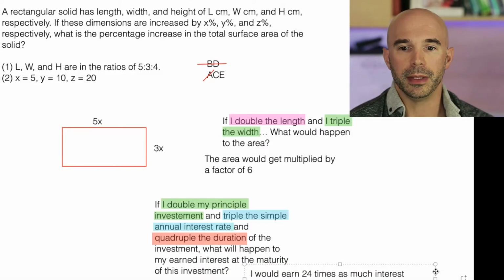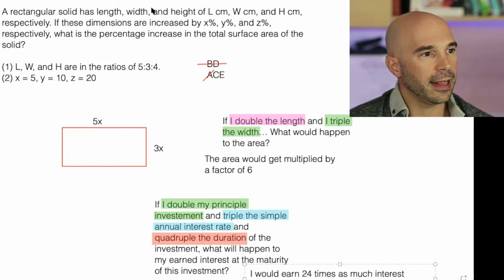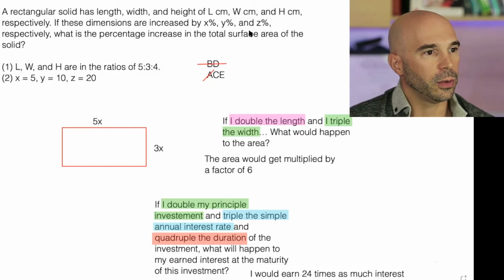If the question asked what's going to be the percent increase of the volume of this rectangular solid, statement 2 is sufficient on its own. The correct answer would be B in that case, exactly for the reason that JD stated. And that would be exactly analogous to the question that I just created here at the bottom.